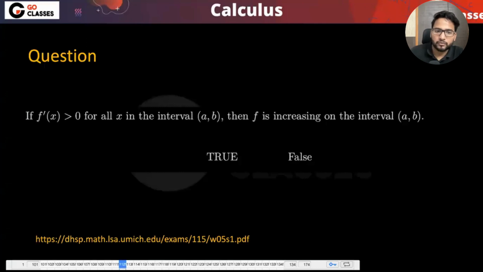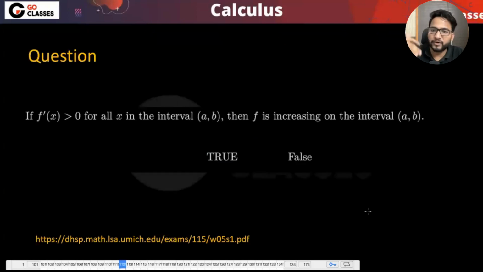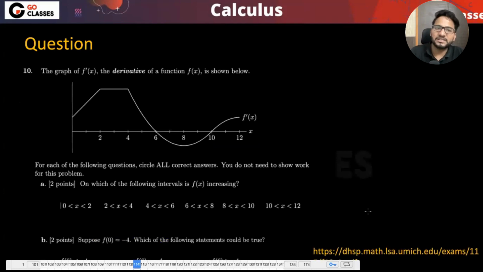Right? So this is true. Okay. Easy question. I hope you understood. So what they're saying is that if f dash x is greater than 0, then the function must be increasing. There is no other possibility.